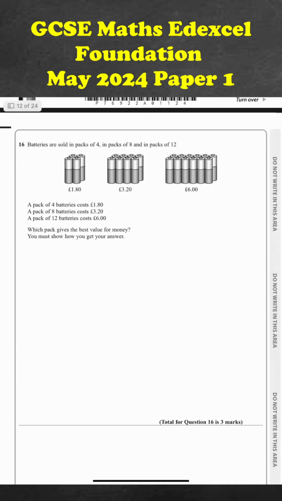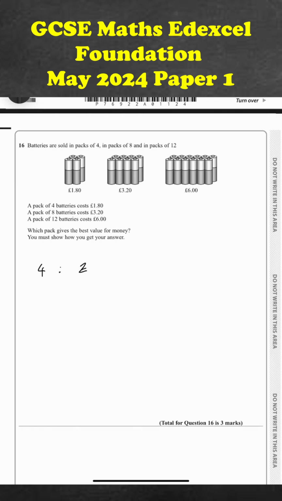Question 16. Batteries are sold in packs of 4, 8 and 12. A pack of 4 costs £1.80, a pack of 8 costs £3.20, a pack of 12 costs £6. Which pack gives you the best value for money? You must show how you get your answer. So, for the pack of 4, we have £1.80, and what I'm going to do is divide it through by 4 so that I can work out how much it costs per battery to work out the best value for money. So £1.80 divided by 4 is just going to be 45p per battery.